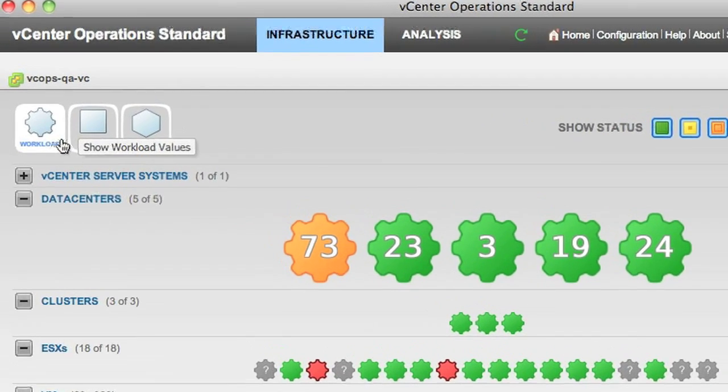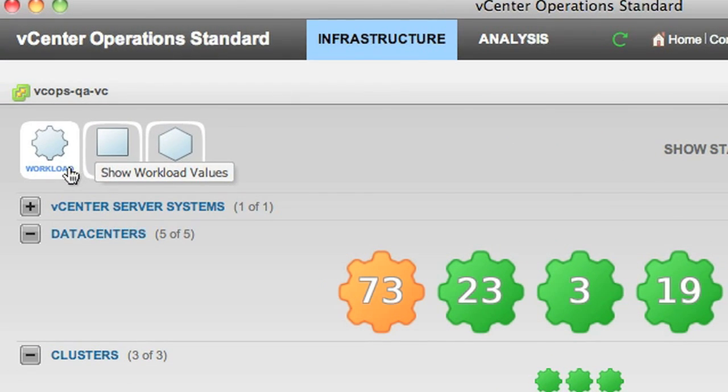Well, take a look at the upper left-hand side here. You'll see that we have a number of different badges: workload, health, and capacity. So what do these different badges mean? Well, workload, which is what's currently showing, shows how hard an object is working. In technical terms, it's essentially its demand over its capacity. Demand is how much an object wants, and the capacity is how much it can get.